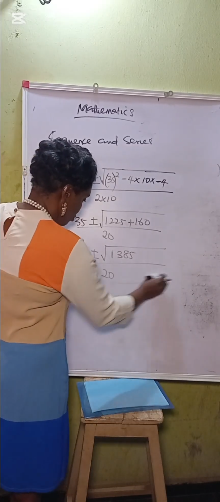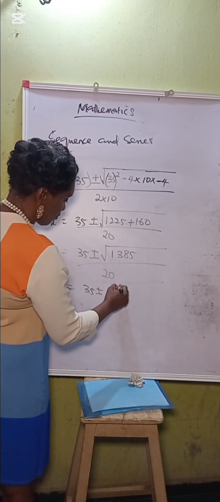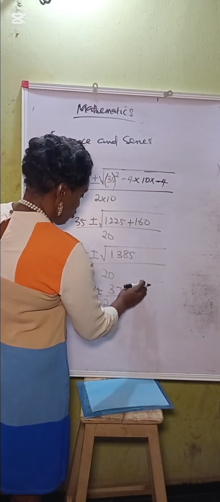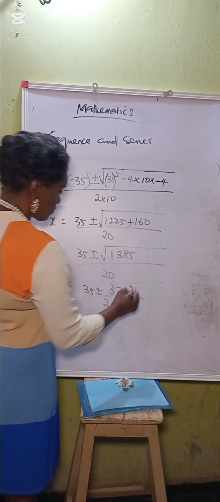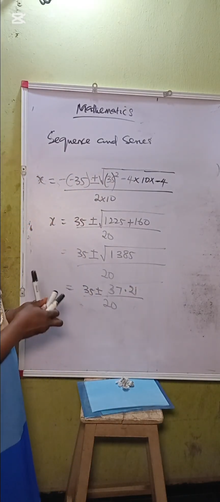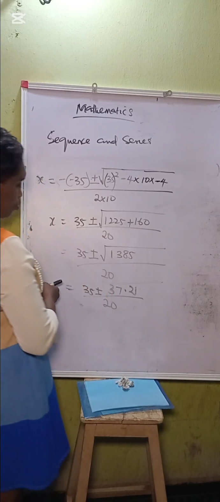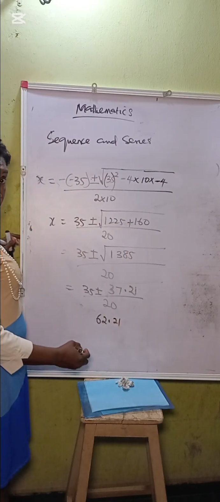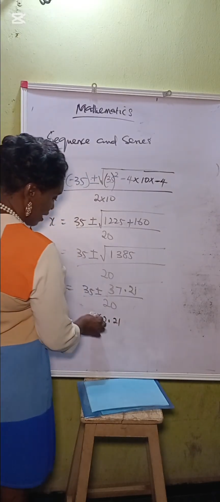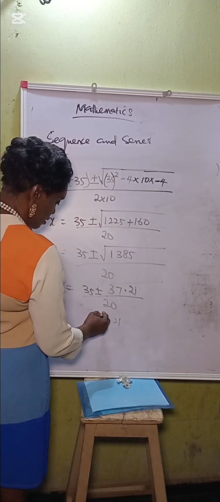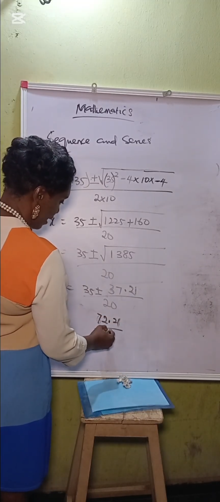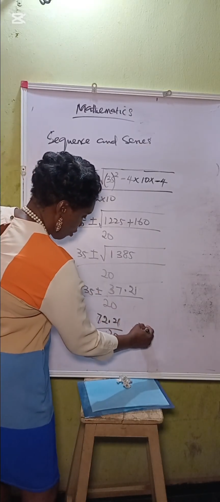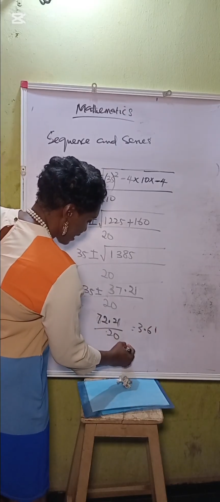So all equal to 35 plus or minus 37.21 all over 20. Okay, let's add up. 35 plus 37 will give us 72.21 over 20, which is 3.61. So the value of our x is equal to 3.61.